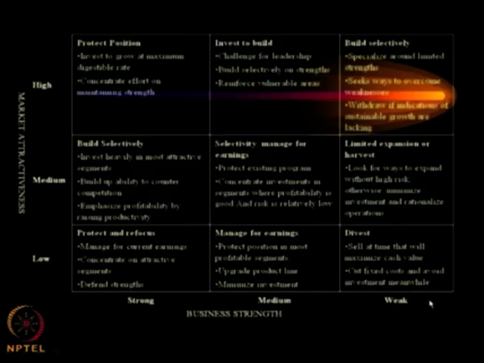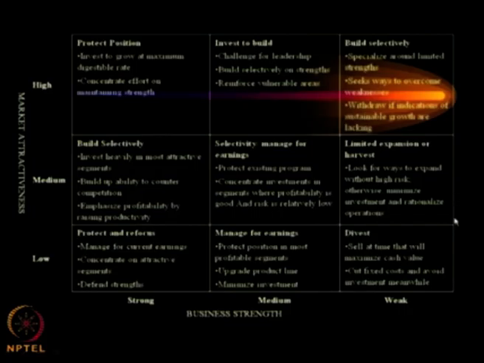Now, suppose let us say your business strength is weak and the market attractiveness is medium, then what is the type of strategy that is suggested? Limited expansion or harvest. What do we mean by this? Look for ways to expand without high risk. Again note that the strategy suggested is do not take high risk, otherwise minimize investment and rationalize operations.